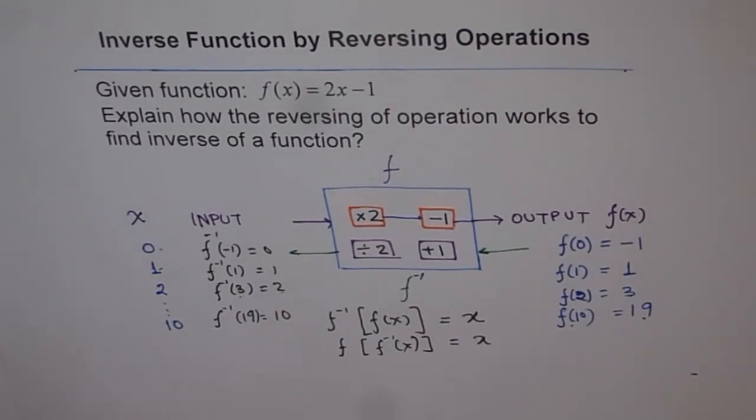So what we're trying to achieve here is, if you give an input, then you get an output. But if you put the output inside, then what should you get out? You should get out the original input. And that is the performance of the inverse function. So in a nutshell, the inverse function reverses the operation, and since the inverse function reverses the operation, we can find the inverse of a function by reversal of operation.